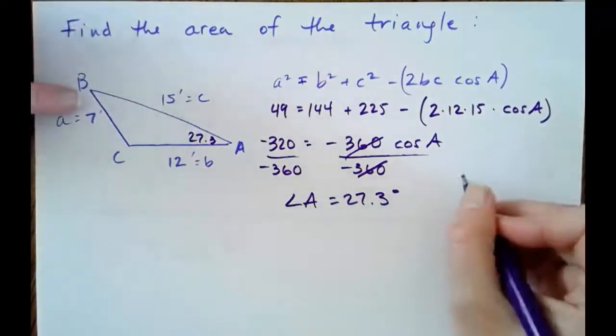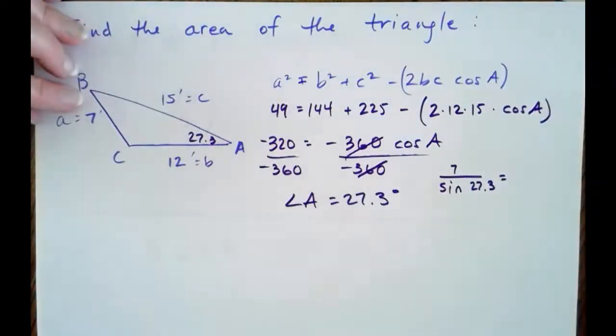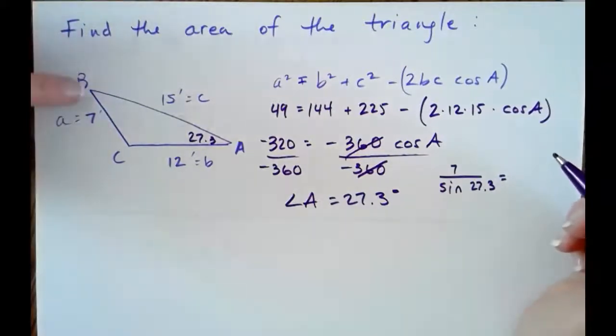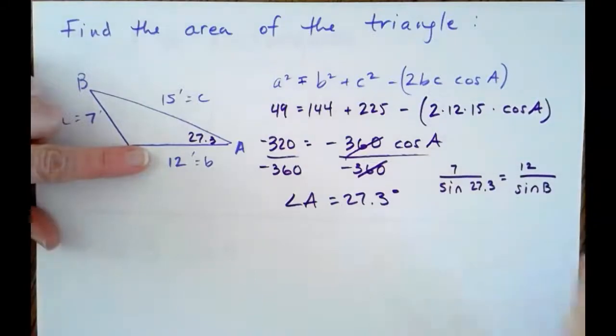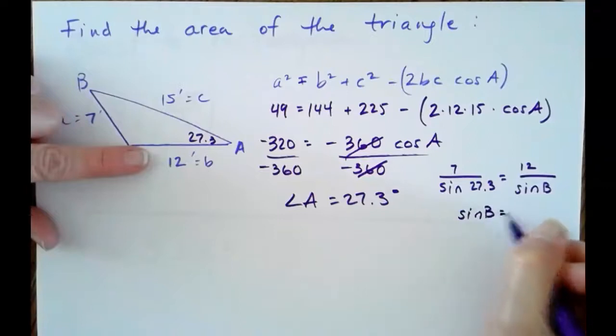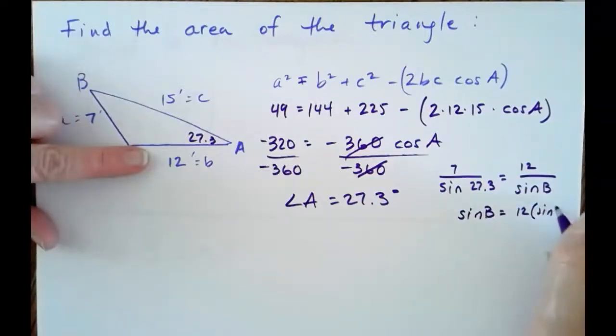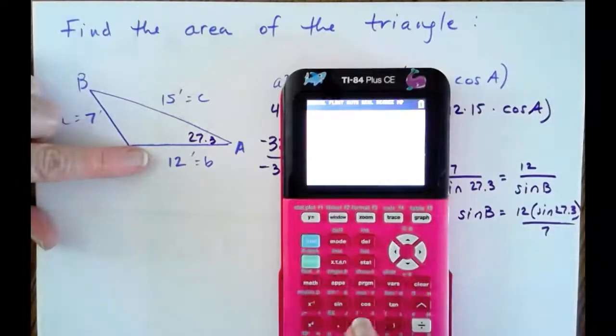So now we've got 7 over the sine of 27.3 equals, and let's go after angle B, so 12 over sine B. Cross multiply and isolate sine B. So sine B will be 12 sine 27.3 all over 7. So let's go ahead and plug this into the inverse sine. So inverse sine of this fraction, I'll utilize my fraction option on the calculator.